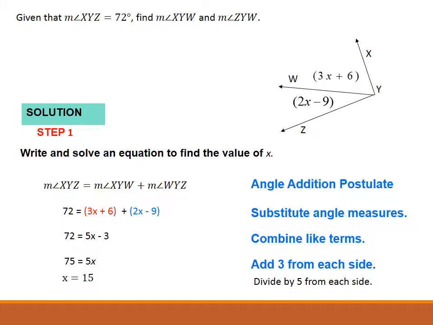Now, is that our answer? No, it is not. Now, I don't believe I showed on the slide what the answers are, but now you would take your 15 and substitute it in to measurement angle XYW. So 3 times 15 plus 6 will give you your answer. I'm going to ask you in class what that answer is. And then measurement angle ZYW is the 2 times 15 minus 9. I'm going to ask you that one as well.